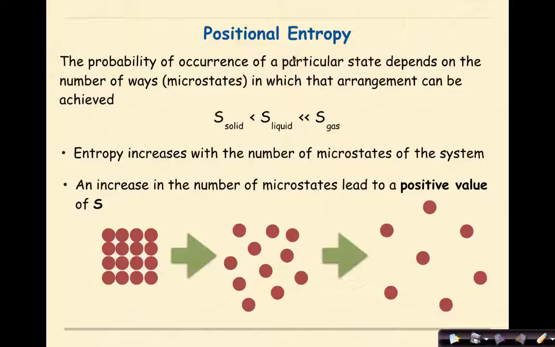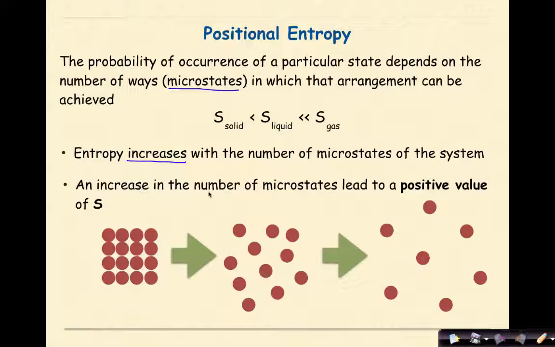Let's look at positional entropy. The probability of occurrence of a particular state depends on the number of ways or microstates in which that arrangement can be achieved. So a solid has only really one microstate, therefore a low entropy. A liquid will have a number of different microstates, so an increase in entropy. And then finally, a gas will have the highest entropy with a number of different microstates. Entropy increases with the number of microstates of the system.